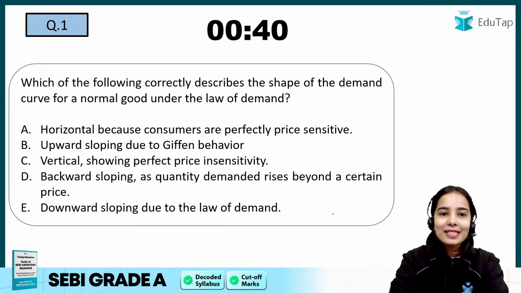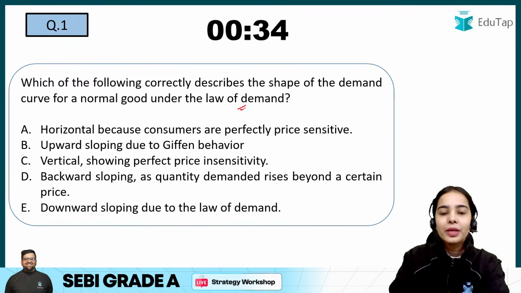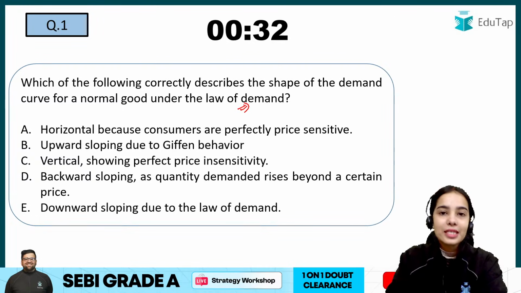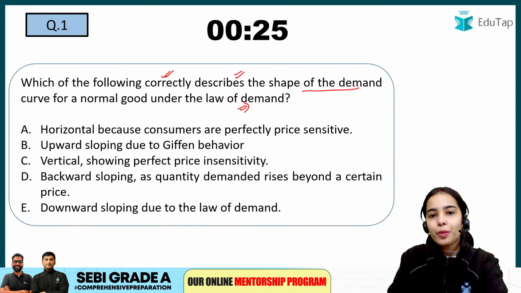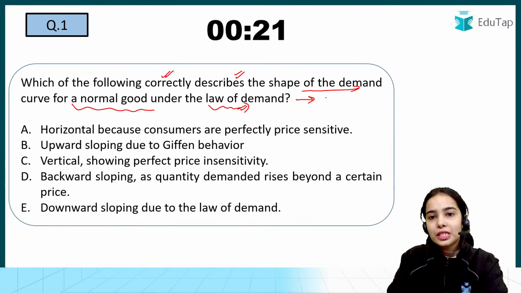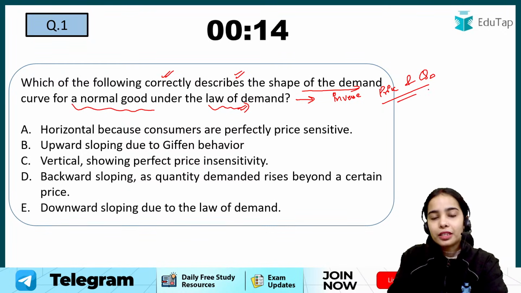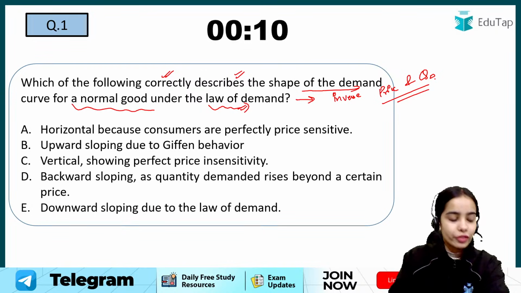Okay, so let's get started with the first question. I hope you will be easily able to answer this question. These kind of questions on the law of demand have come in the PFRDA Grade A examination and in the SEBI Grade A examination. Okay, so the first question is: which of the following correctly describes the shape of the demand curve for a normal good under the law of demand? The law of demand states that there is an inverse relationship between the price of a commodity and its quantity demanded. So what is the shape of the demand curve for a normal good under the law of demand?